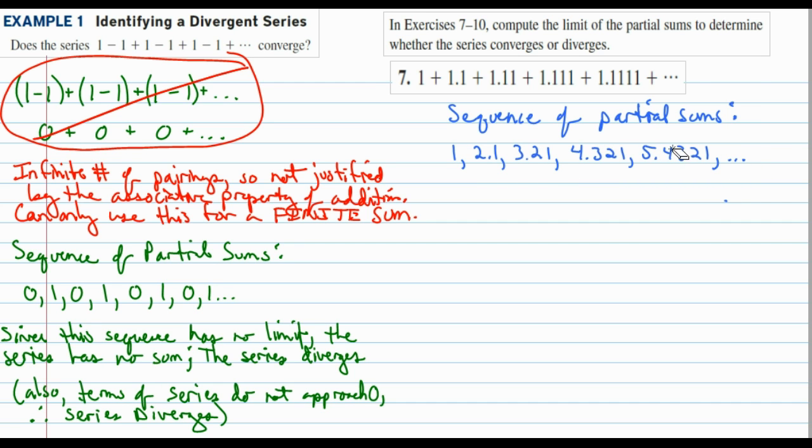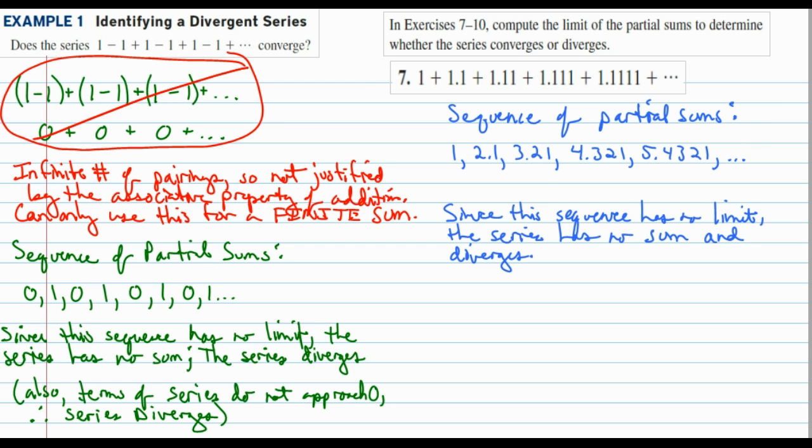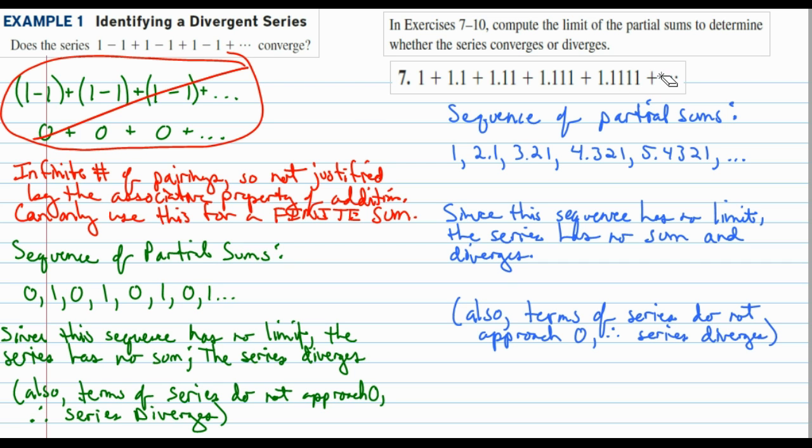This sum is getting larger and larger with no sign of slowing down, no sign of reaching a limit. So since the sequence has no limit, the series has no sum and diverges. Again, we have a series where the terms do not approach 0. They're actually getting larger and larger, technically. I mean, insignificantly larger, but with every term I add, the value of my sum is getting larger and larger, so the series will diverge.